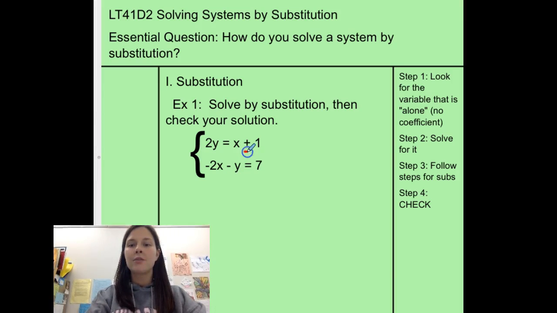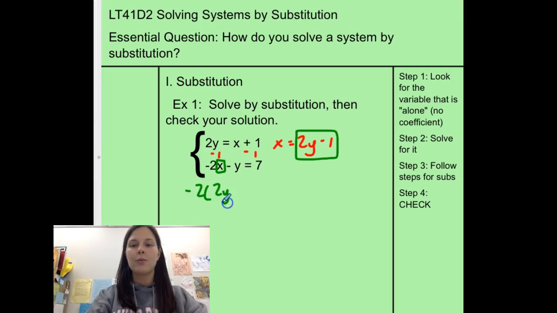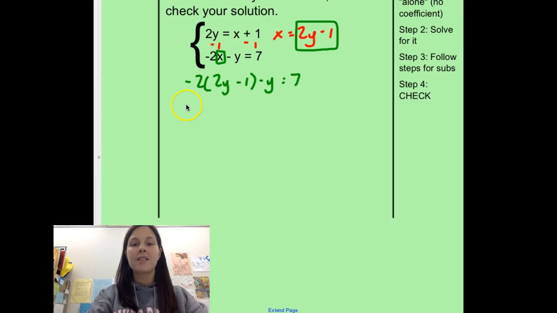To get x alone, we'll subtract 1 from both sides and end up with x equals 2y minus 1. To begin our substitution, we'll put a box around the value for the expression that x equals, and we put a box around x in the second equation, replacing that x with 2y minus 1, distributing our -2. Do not distribute it to that y that is outside the parentheses.